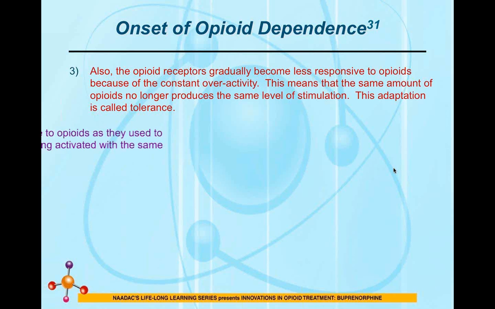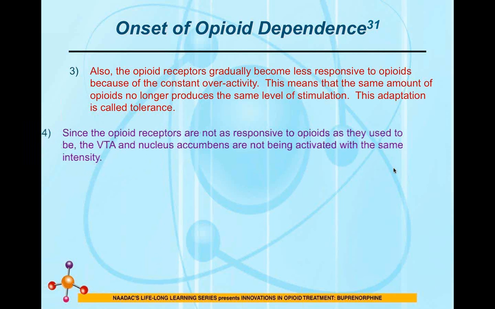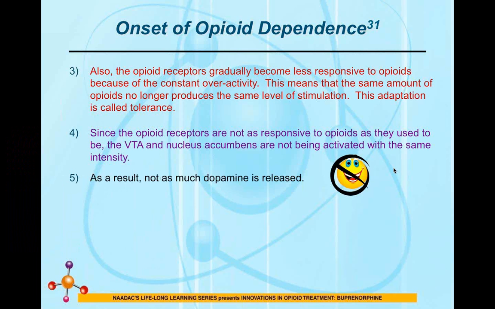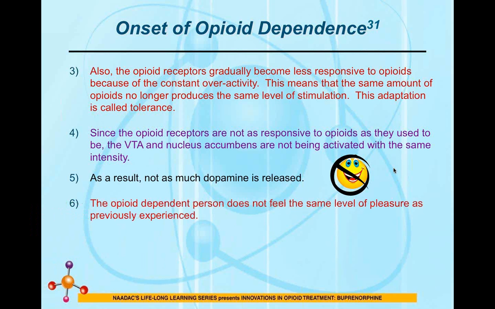And what do we know about tolerance? We know that if those opioid receptors are not as responsive to opioids as they used to be, then the VTA and the nucleus accumbens are not being activated at the same intensity. That means not as much dopamine is being released, which means there are not as many happy feelings happening. And that usually makes a very unhappy opioid user, because now that user does not feel the same level of pleasure as they previously experienced. And what do you think they're going to do?